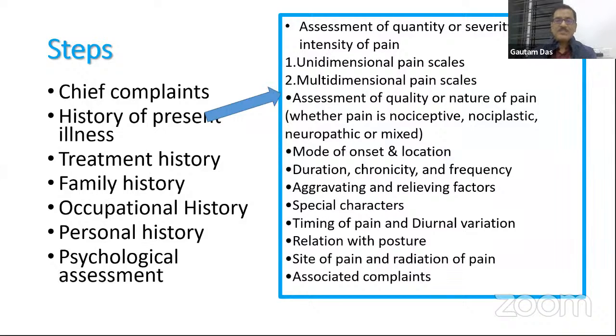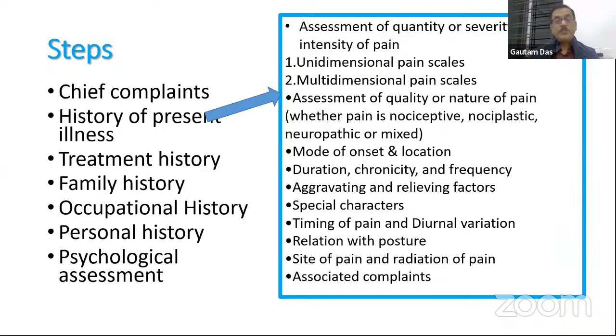For the special test, suppose we are examining the knee, there is a long list of special tests. You need not go for the whole long list. Depending on your earlier history and the examination, you should decide that this special clinical test might be needed. So this is the examination part, the physical examination part. Then come the investigations.